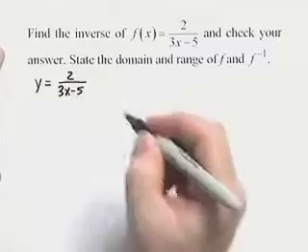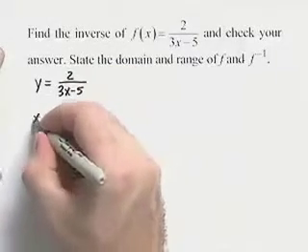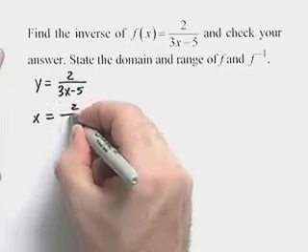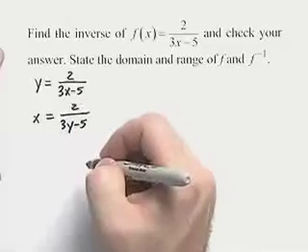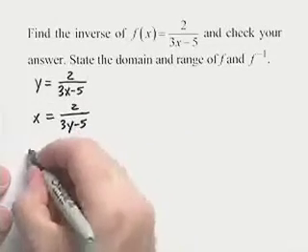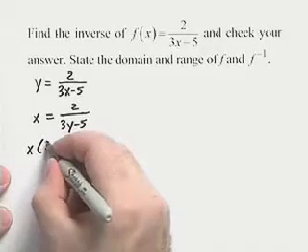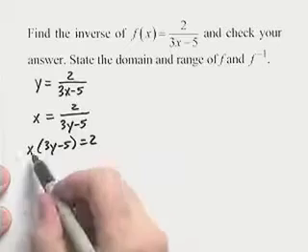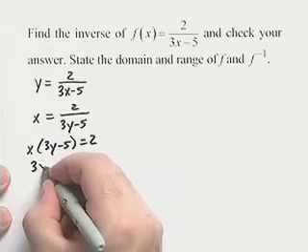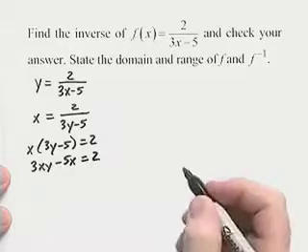To find the inverse, we're going to interchange the x and y's, so we'll get x is equal to 2 divided by 3y minus 5. Then we need to solve this for y. Multiply both sides by 3y minus 5, so we'll have x times 3y minus 5 is equal to 2. Distribute our x: 3xy minus 5x is equal to 2.